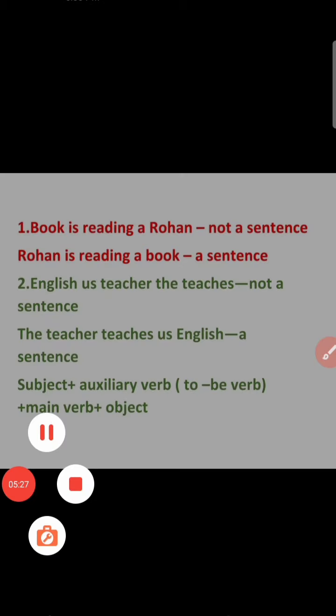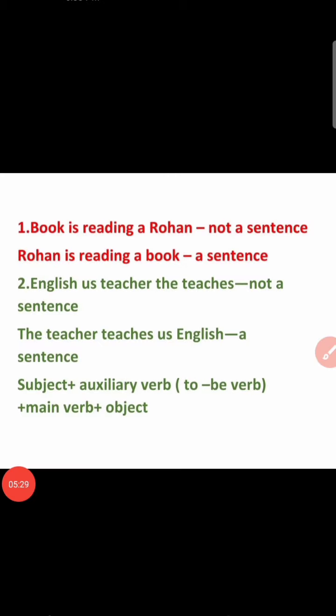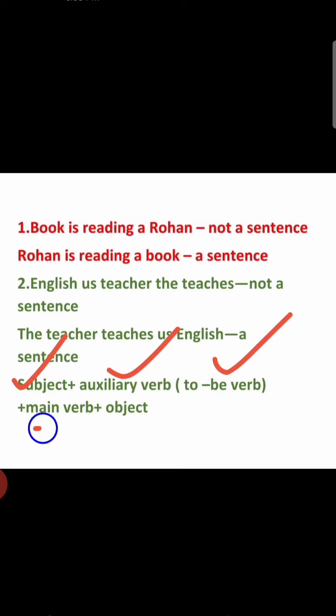So to write a sentence, you need to follow this pattern. At first, you have to write the subject, then you have to write the auxiliary verb, or you can call it the to be verb or the helping verb. Then comes the main verb if it is required. Then after that, you end the sentence with the object. Okay.